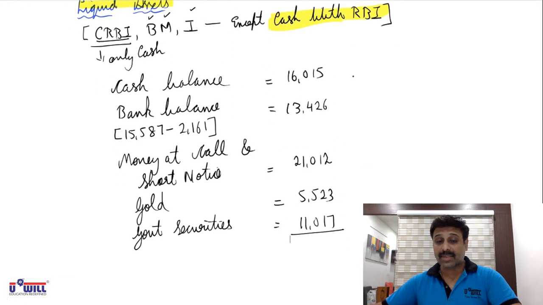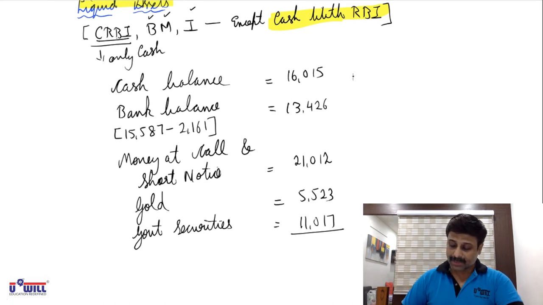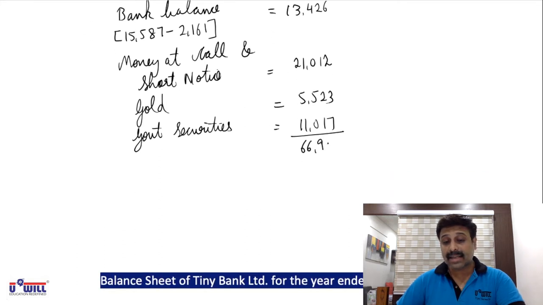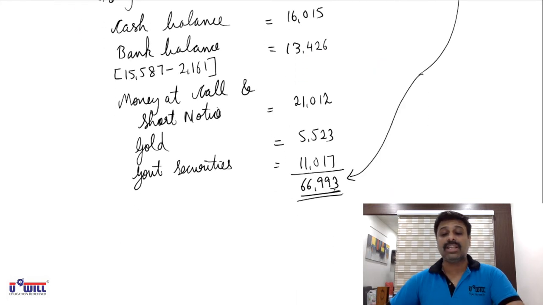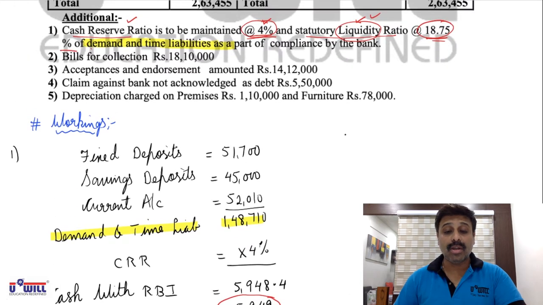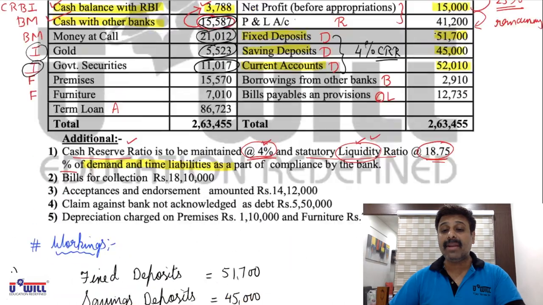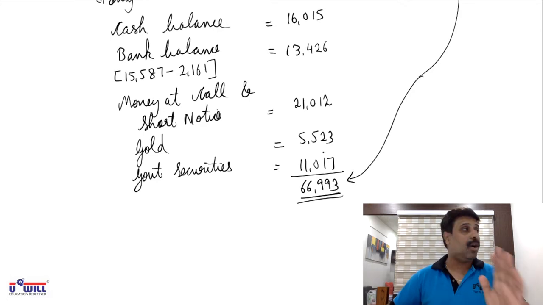So let us do the total of liquid assets with the bank. 16015 plus 13426 plus 21012 plus 5523 plus 11017. The total liquid assets with the bank are 66,993. Sufficient. They are required to maintain only 27,884, but against that, they already have 66,993 in the form of liquid assets. So no adjustment is required here. Means in our solution also, no adjustment is to be shown, because they already have more than the minimum required 18.75% of deposits in the form of liquid assets.